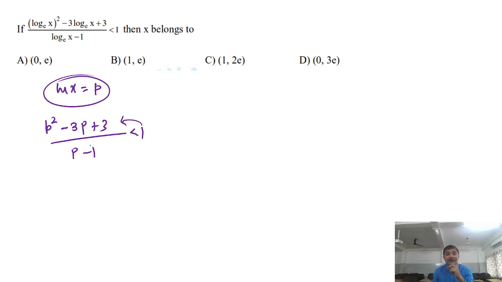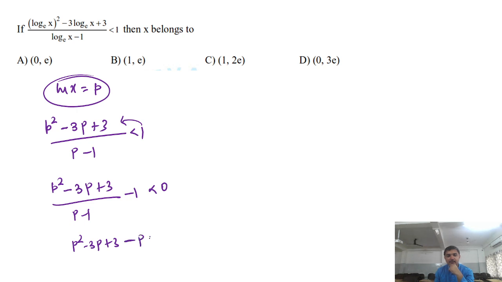Cross multiplication is not possible in inequality. Keep it in mind. I told you yesterday itself in the last session. (p² − 3p + 3)/(p − 1): on both sides, if I'm subtracting 1, we'll get less than 0. If I'm taking LCM, p² − 3p + 3 − p + 1 divided by, tell me, p − 1, and it is less than 0.